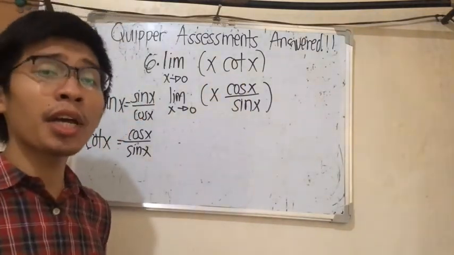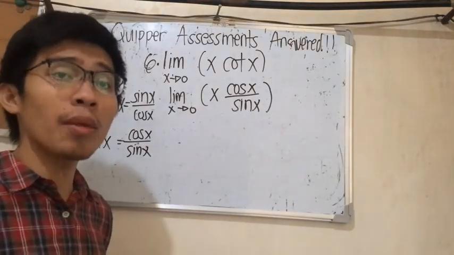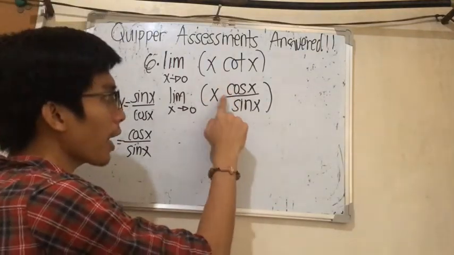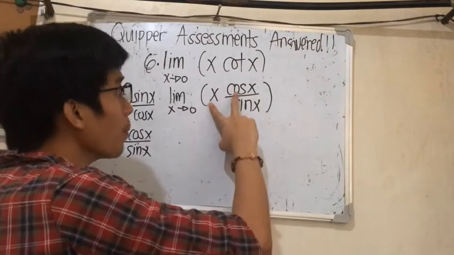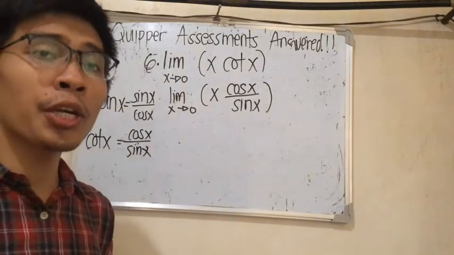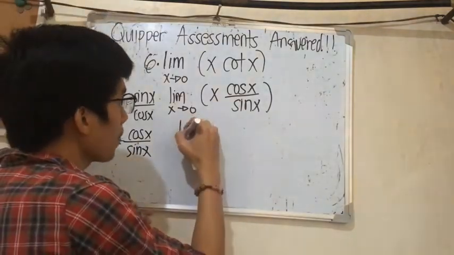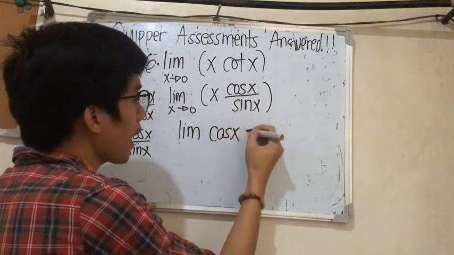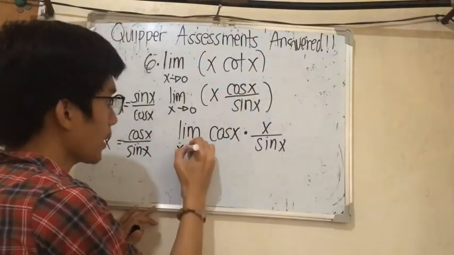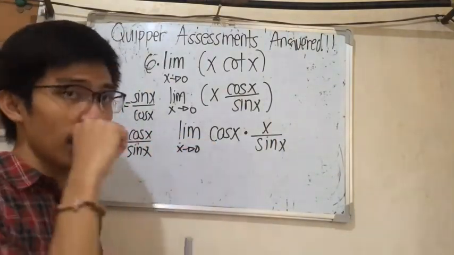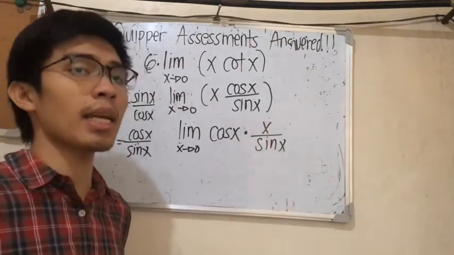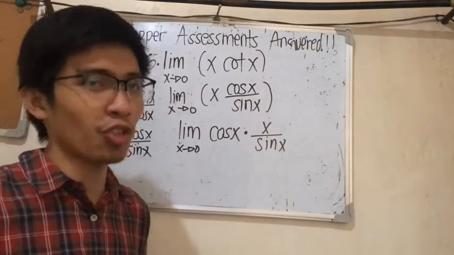After we do that, let's find ways where we can use the limit theorems in finding the limit of the trigonometric function. Can we interchange the position of x and cosine x? Yes. We can interchange their position simply because this is a multiplication, meaning it is commutative. It will become the limit of cosine x times x over sine x as x approaches 0. Are these two equal? Yes. We simply interchanged the position of cosine and x, which is still the same because multiplication is commutative in nature.